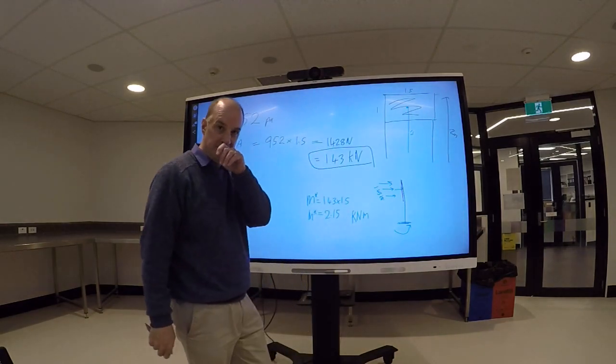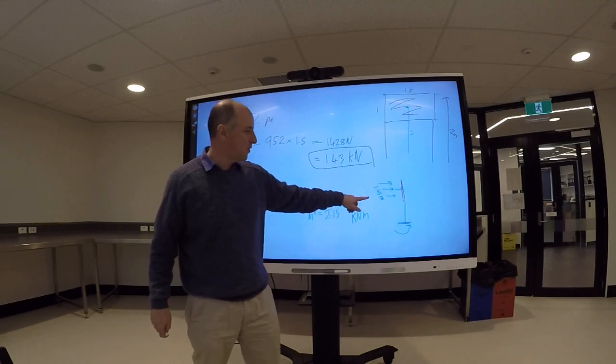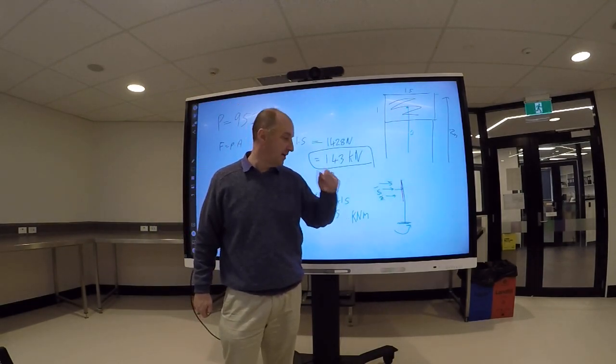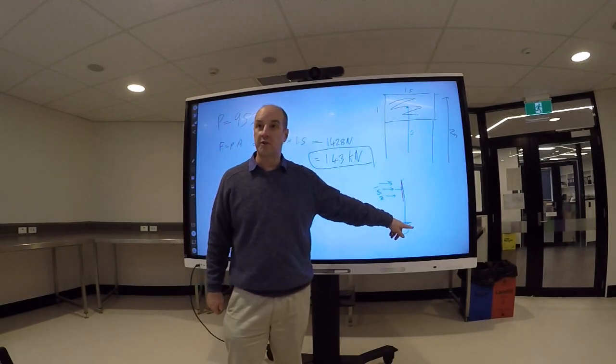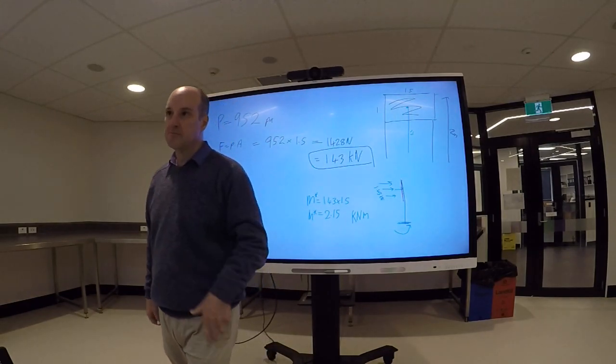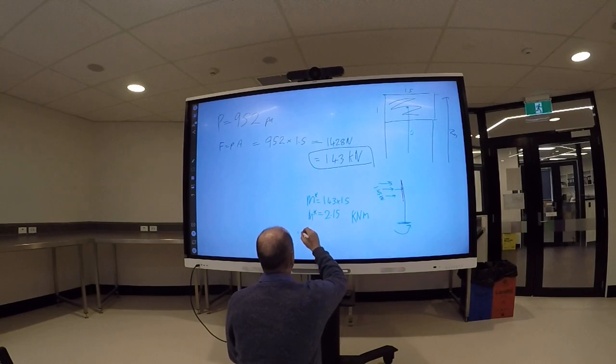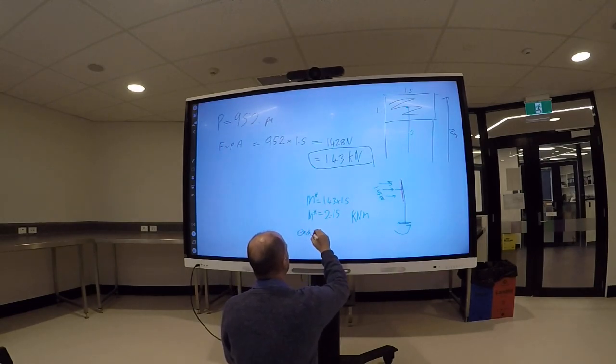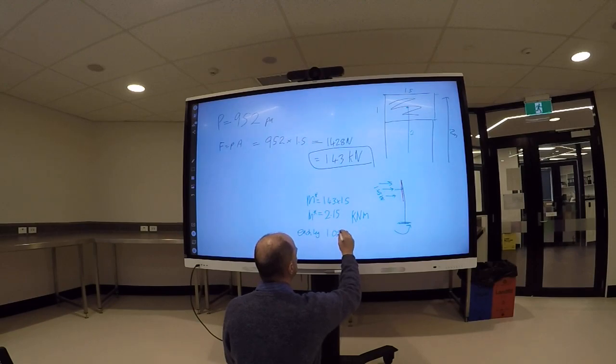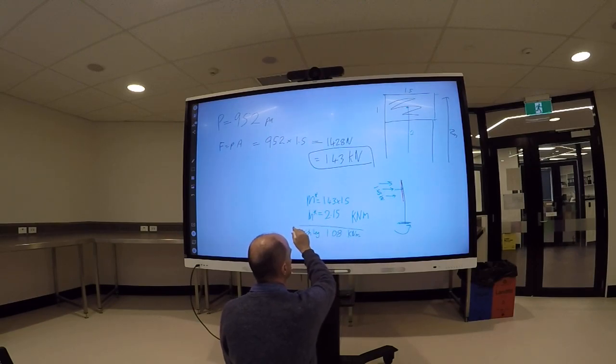Okay? The bending force at the bottom of the leg of the sign is 2.15 kilonewton meters. Now that's held by 2 legs. So each leg is 1.08 kilonewton meters. Okay?